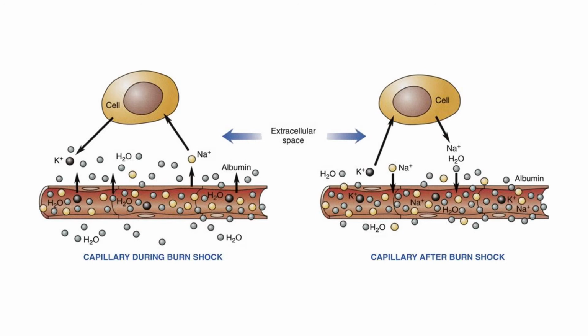So as you notice here, like I mentioned, there are electrolyte shifts as well. The potassium shift happens first, and the potassium leaves the cell in large amounts, and the sodium is entering the cell in large amounts. So potassium is leaving the cells into the extracellular space, and the sodium is entering the cells.